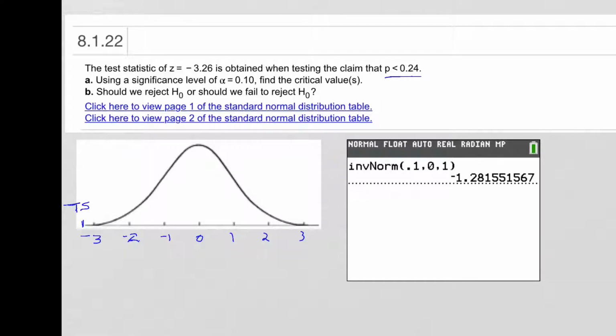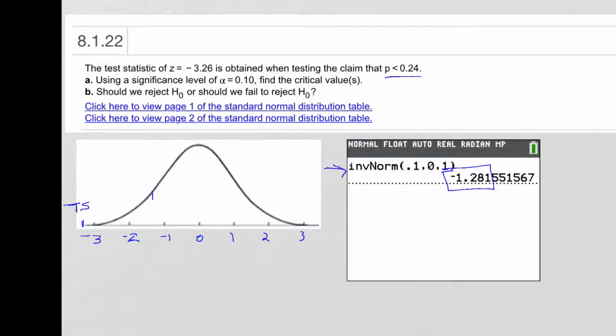Since this is a left tail test, there's only one critical value, and we can find that by using the inverse norm function on the calculator. So we have inverse norm of 0.1, because that's the area to the left, and the mean is 0, standard deviation is 1, and so we have our critical value is negative 1.28. So we just round that to 2 decimal places usually.